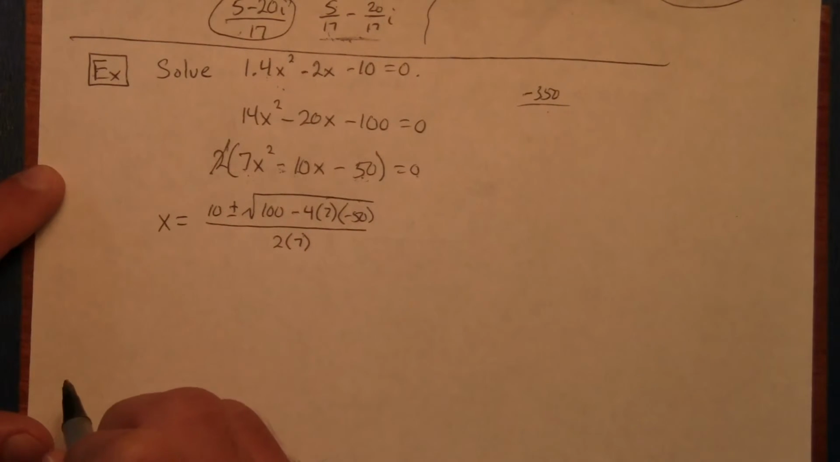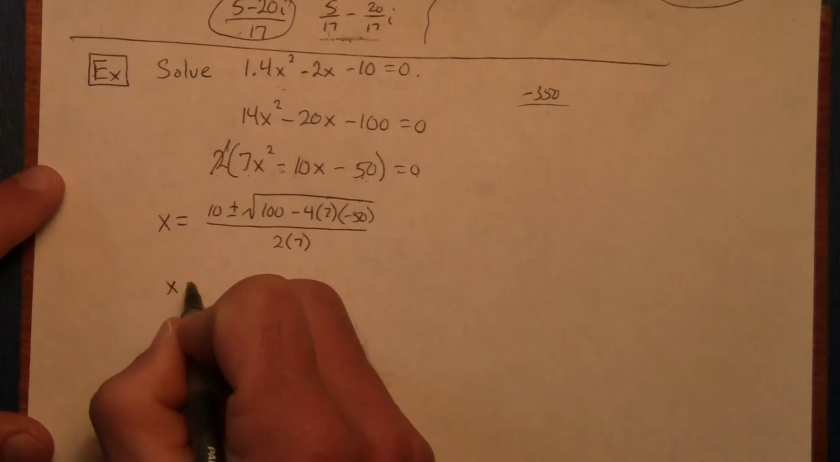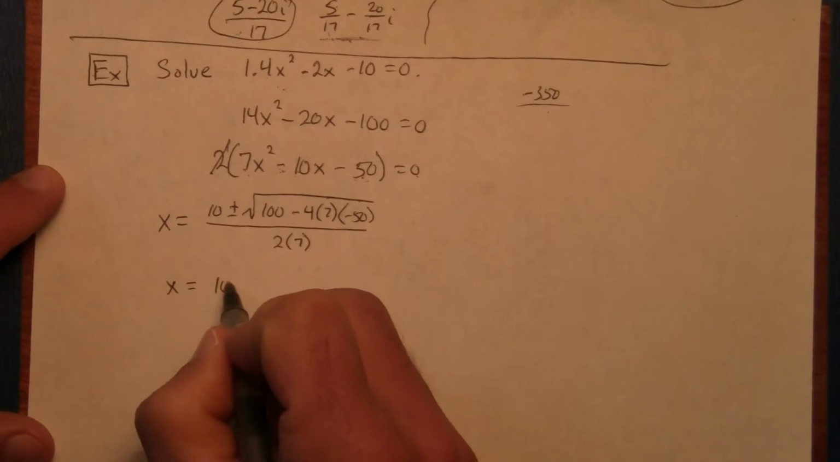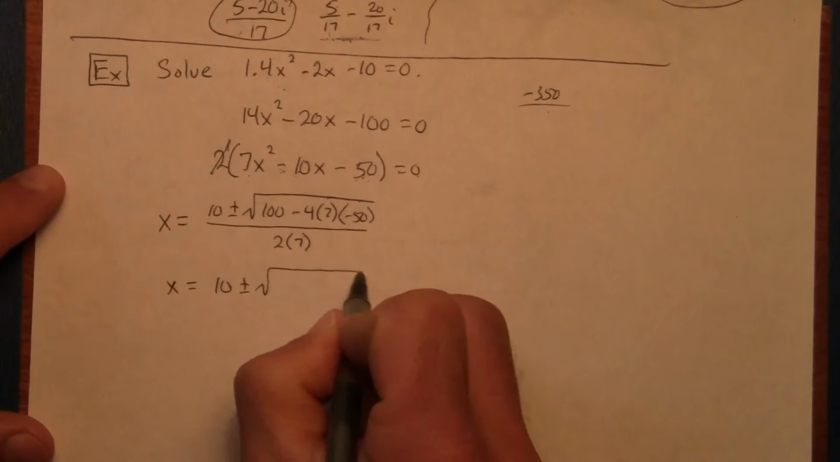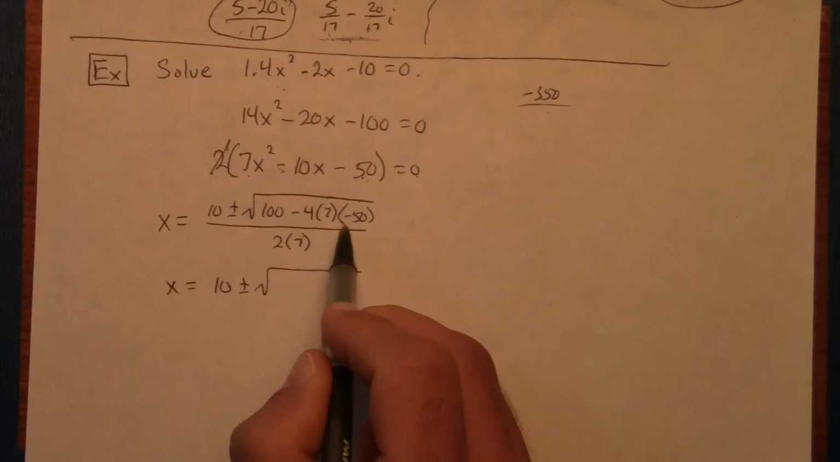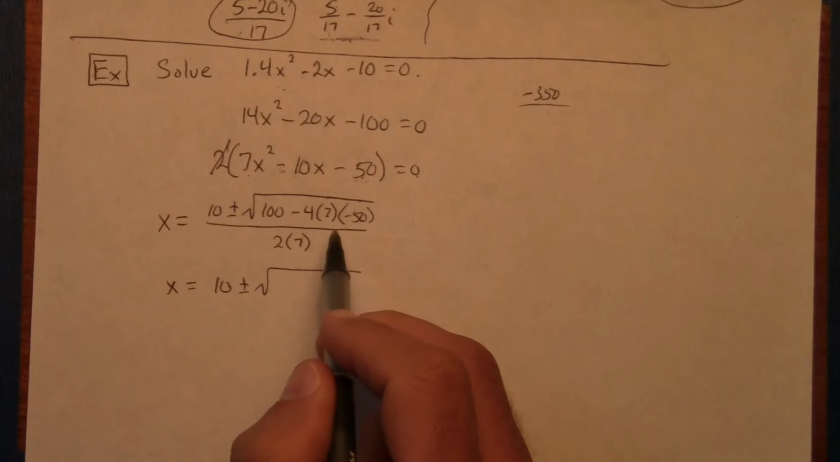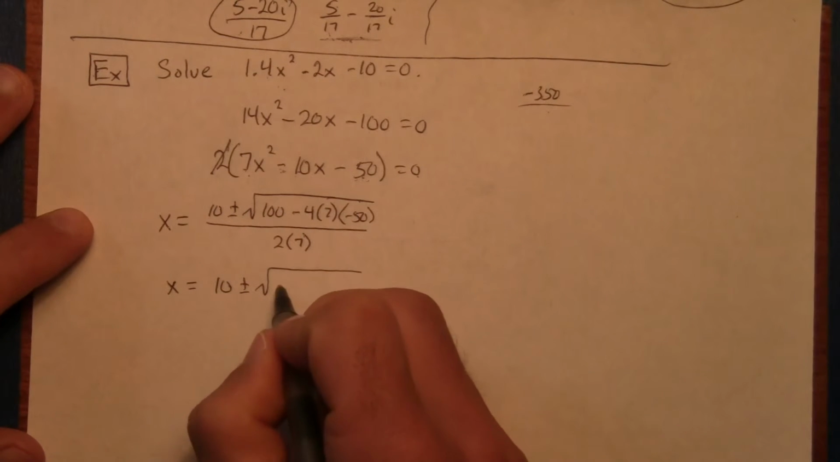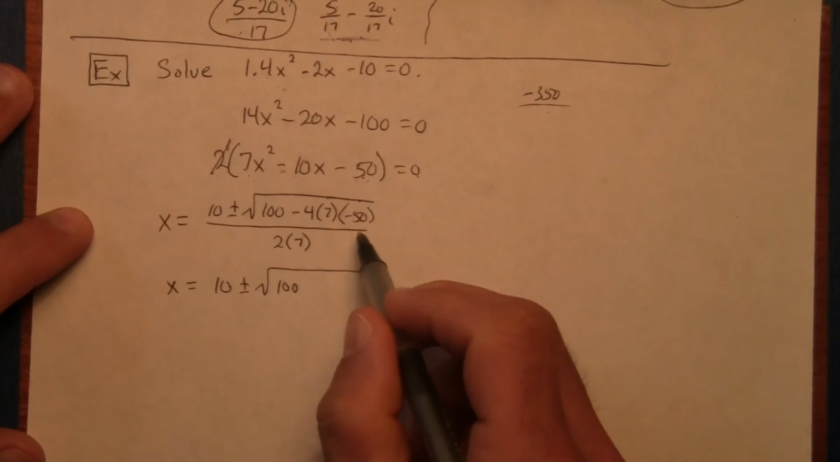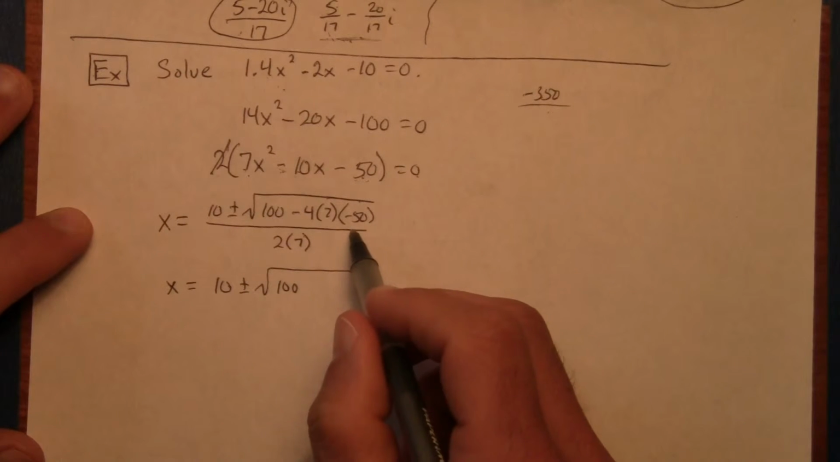So now I've got it set up. Now I just have to go through and continue to solve, or simplify. So I've got 10 plus or minus the square root of... you're probably looking at this and saying that's a big number. There's nothing stopping me from multiplying this out by hand. If I can't do it in my head, and there's no need that you have to be able to do that in your head, multiply it out by hand.